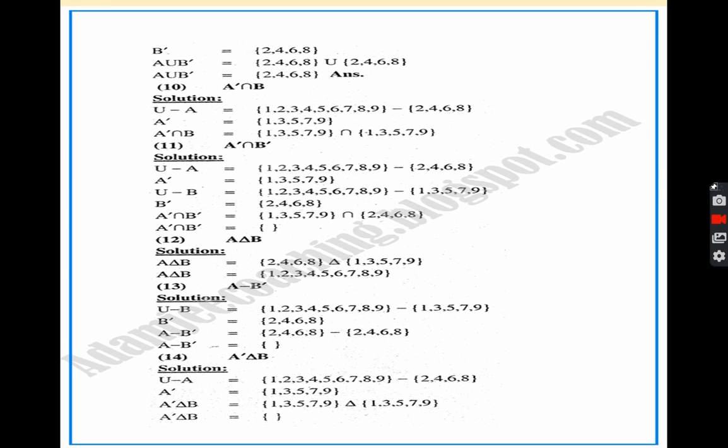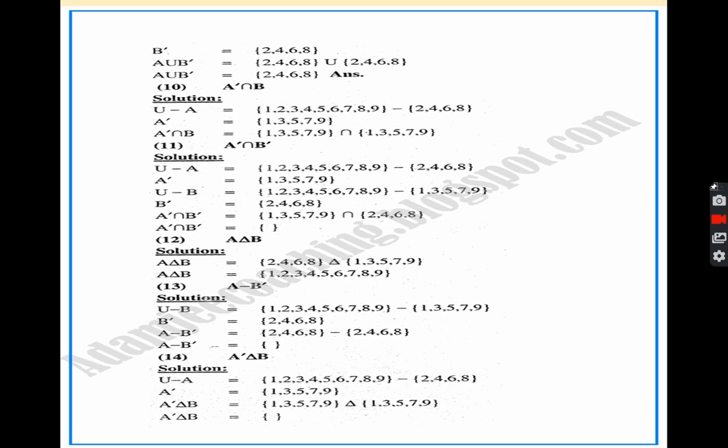Now we are finding the value of A minus B complement. Firstly, we will put the value of A, 2, 4, 6, 8, minus, after that I will put the value of B complement which we found above, 2, 4, 6, 8. So the answer is null.